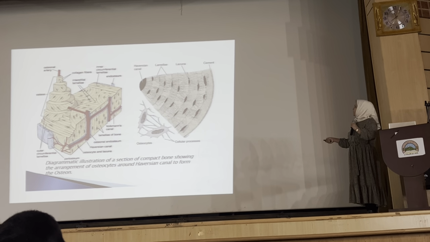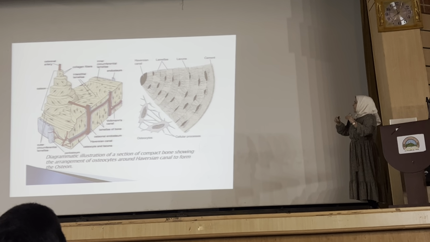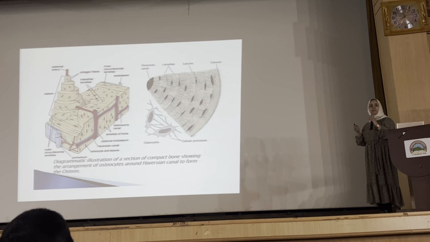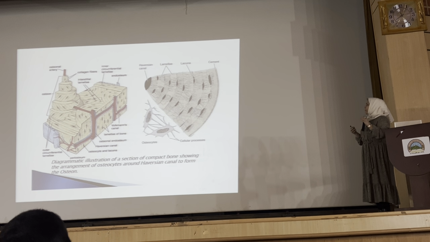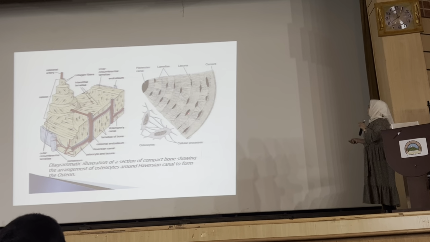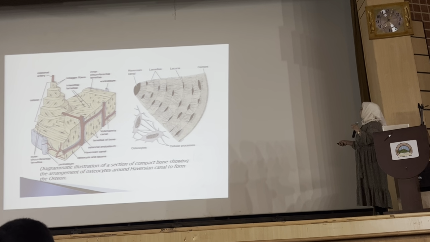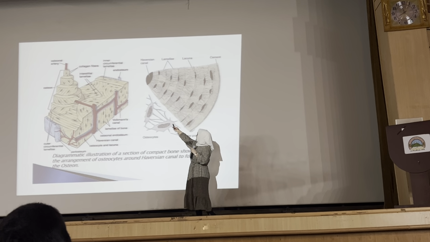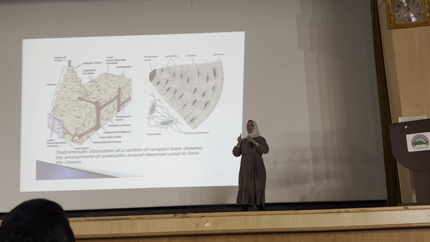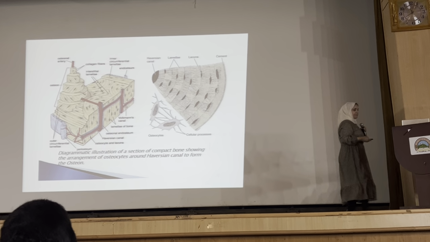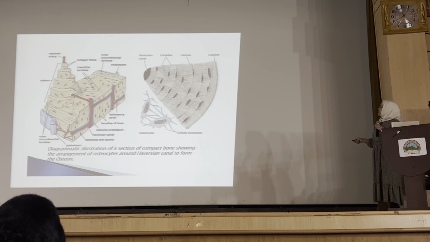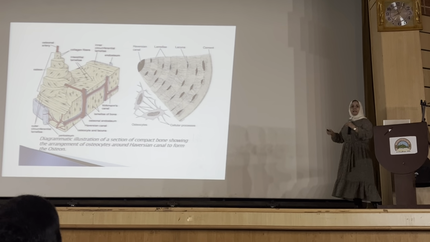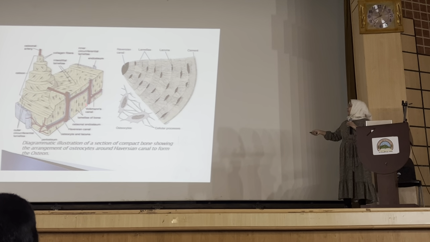Millions of these Haversian systems or osteons are found in the compact bone of each bone. The cellular processes of the osteocytes are joining with the processes of the adjacent cells, and these processes run through the canaliculi. In this image, this is the Haversian canal, and this one is Volkmann's canal.